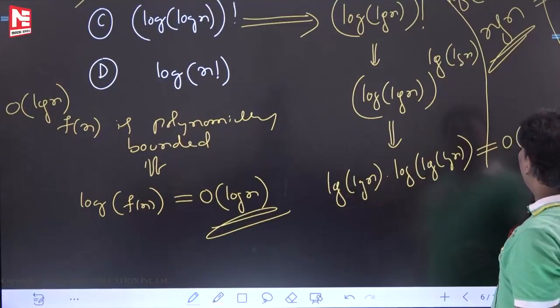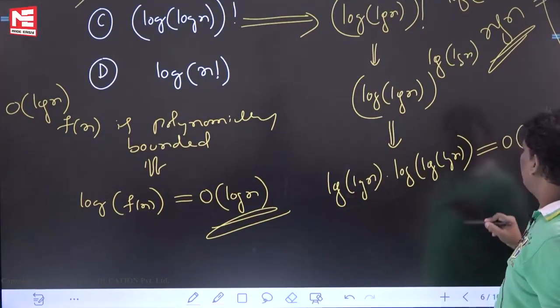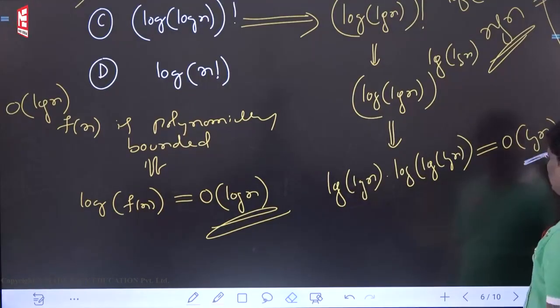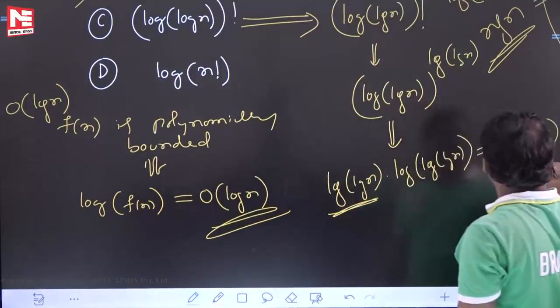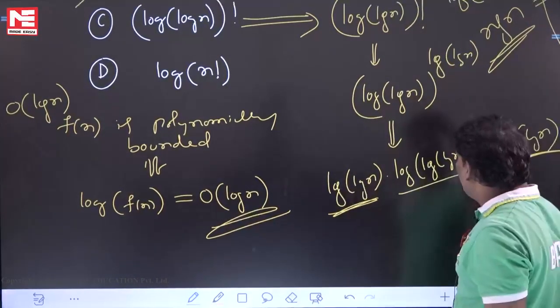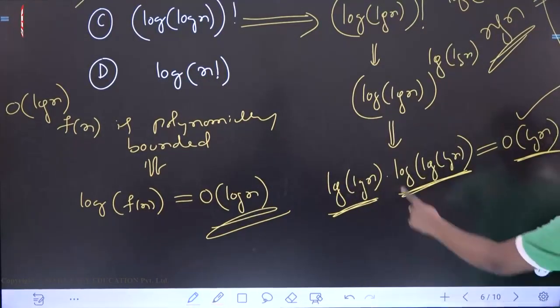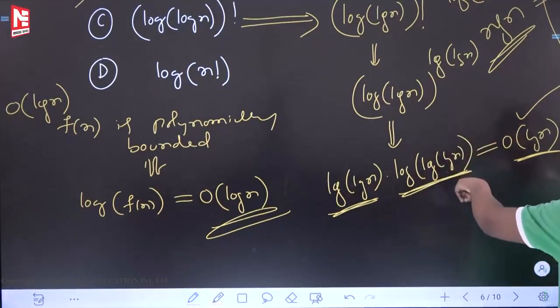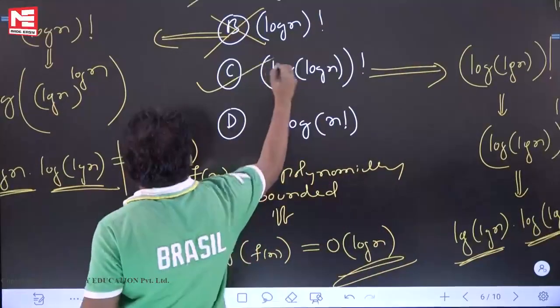It is big O of log n. Is it right or wrong? See this one? It is a log n. This is log n, and this is a log of log n. No doubt at all, this is bigger. It is going to be log n, right? Log n is bigger. I think option C is polynomially bounded.